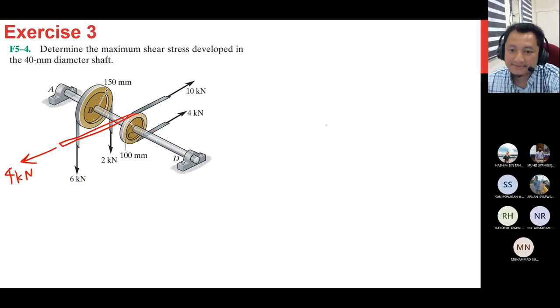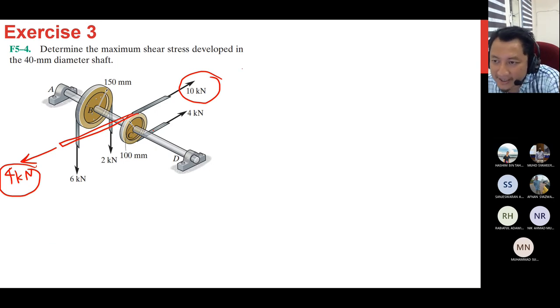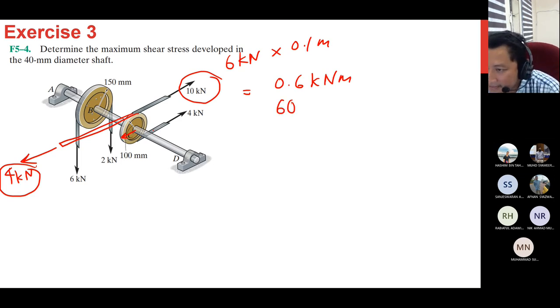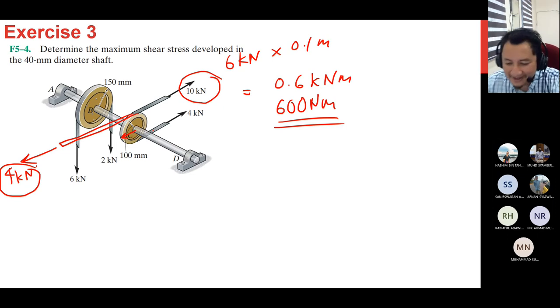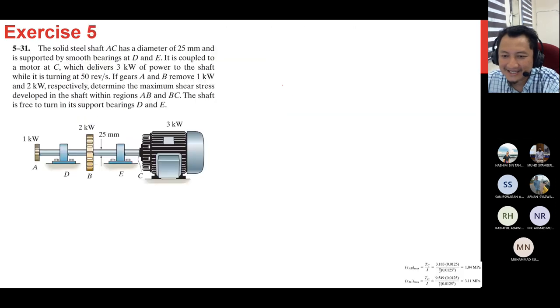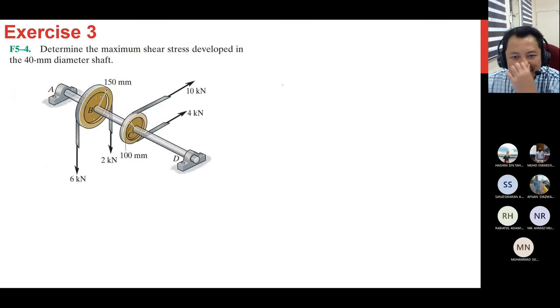Belt ni kan fleksibel. So, ini 10. Ini 4. Maksudnya efektif dia 6 lah. 6 kilonewton kali dengan radius dia pula, 100 mm. 6 kilonewton kali 0.1 meter. Dapat 0.6 kilonewton meter, ataupun 600 newton meter. Boleh lah? Faham lah? Inilah yang senang. Okay.